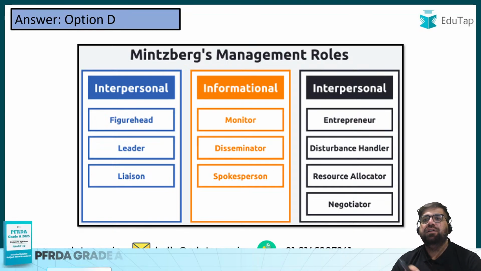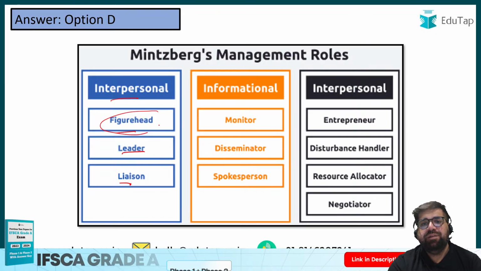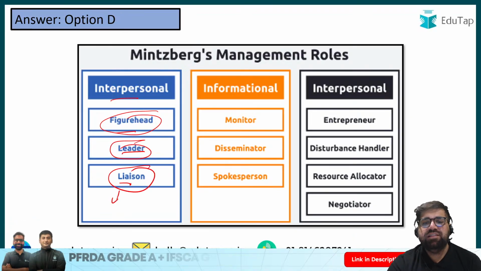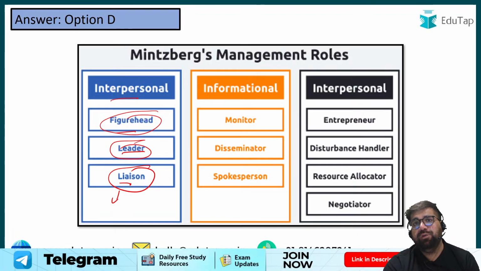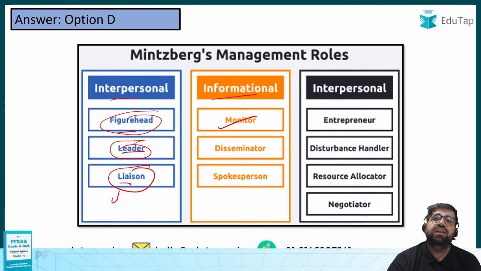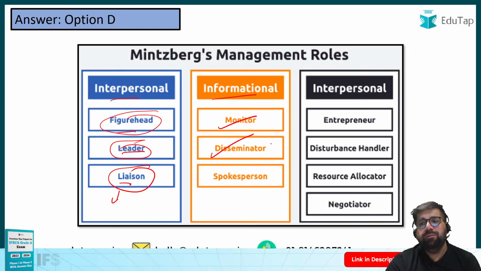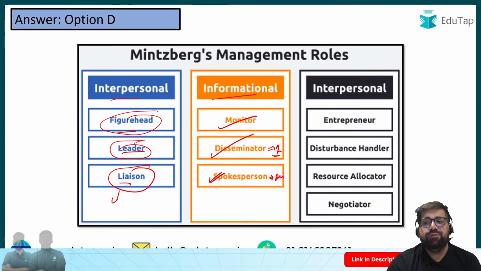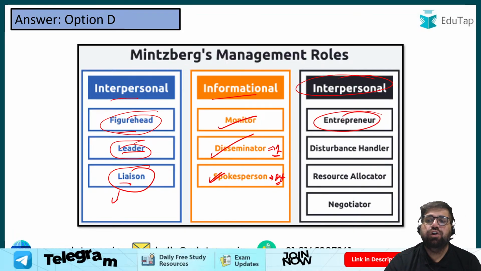And if you see Mintzberg's management roles, in interpersonal you have figurehead, leader, and liaison. Figurehead means you are representing the company. Leader means you are leading the company. Liaison means that you are establishing some outside network so that it can benefit you and your company as well. In informational, you first gather the information through monitoring. Disseminator basically means that you distribute the information inside the company. Spokesperson basically means that you are distributing the information outside the company, like media houses. Interpersonal, first is entrepreneur.